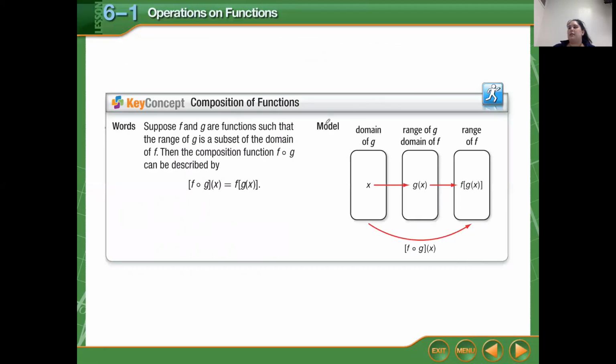What they're doing here is, if you take the domain of g, you get the range of g, which now becomes the domain of f, which is then the range of f, which is a little confusing sometimes.